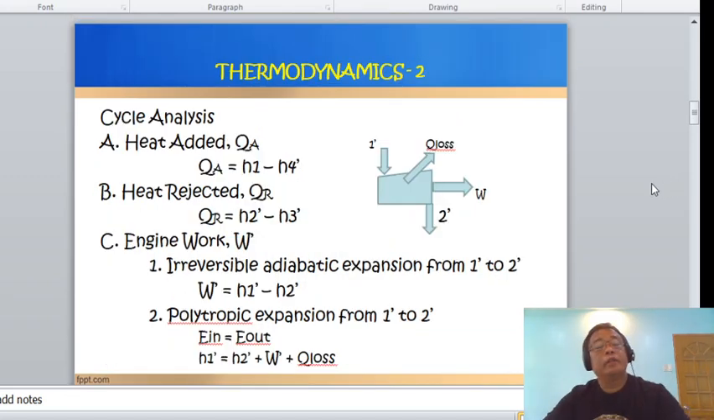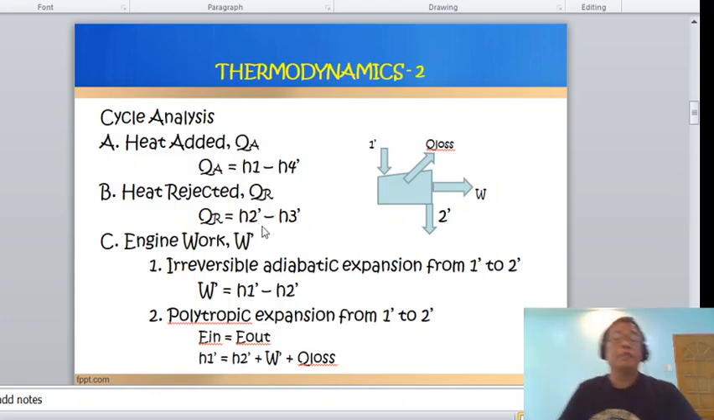The illustration is all the same. The heat added again is h sub 1 minus h sub 4 prime. So h sub 4 prime is the final enthalpy at the boiler pressure. And the heat rejected, class, is h sub 2 prime minus h sub 3 prime. So we consider the final, not the original enthalpy. The original is h sub 2.